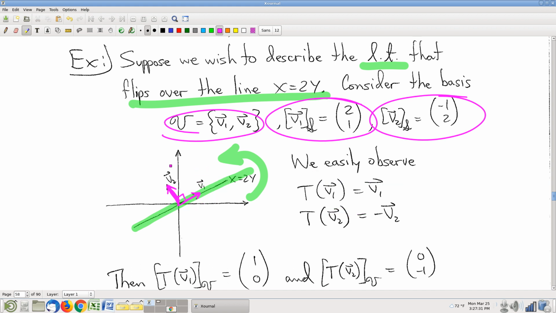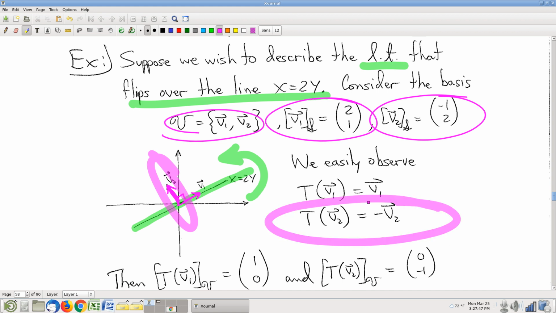Similarly, what happens when you take that vector V2, flip it over this line? Well, it's perpendicular to the line. When you flip it, it's going to end up pointing exactly in the opposite direction. Its flip is going to be the exact negative of itself. Everybody on board?